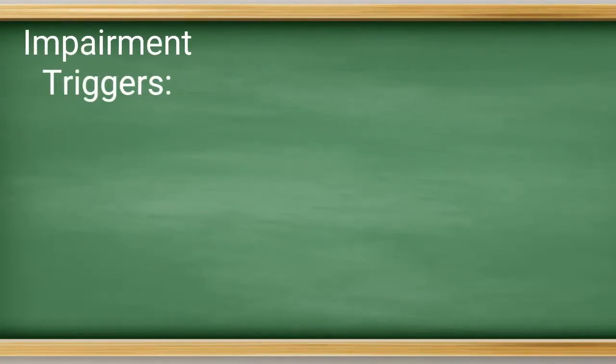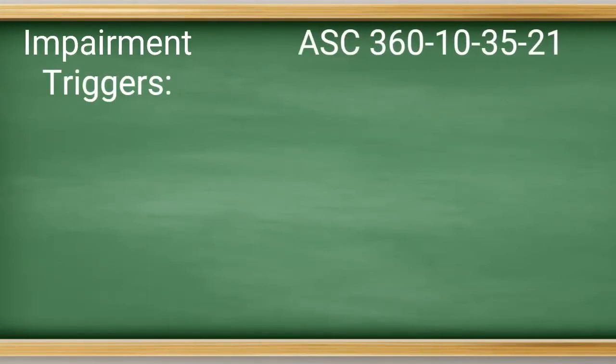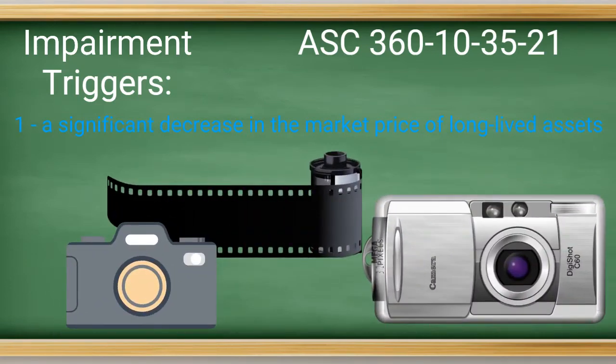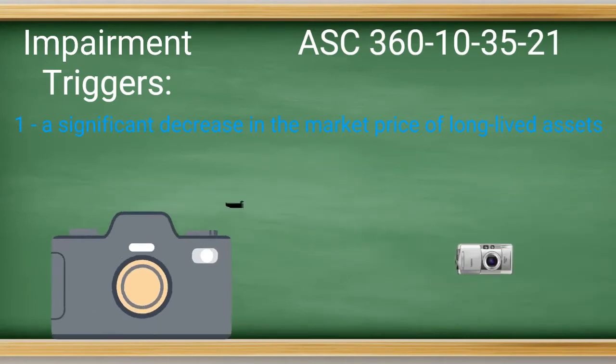Okay, let's first look at what the guidance indicates could be a triggering event. At ASC 360-10-35-21, there are 6 indicators of impairment. The first is a significant decrease in the market price of long-lived assets. Let's say you're a company that made photo rolls at the time of an explosion of digital cameras. The market would devalue these companies and it would be an indicator of the market price of your asset group diminishing.